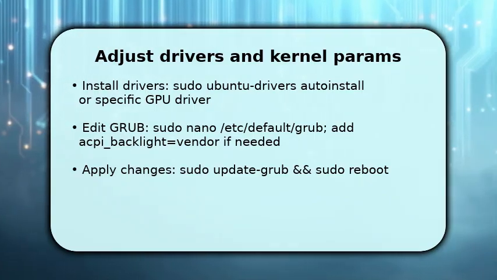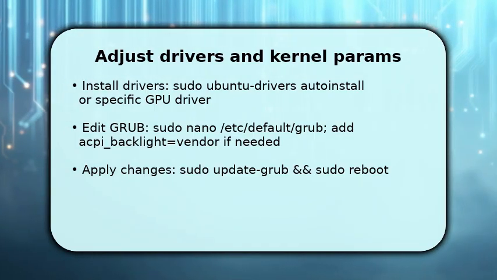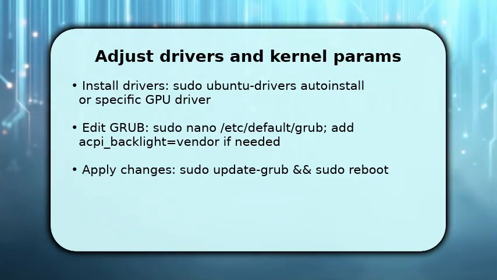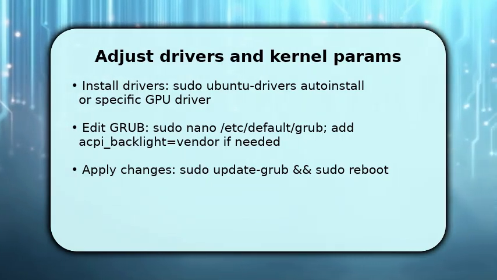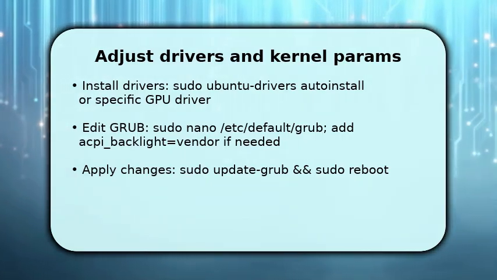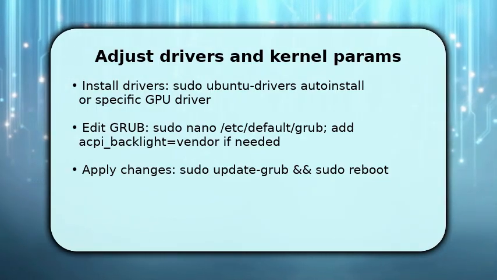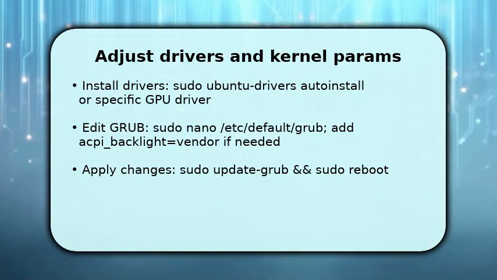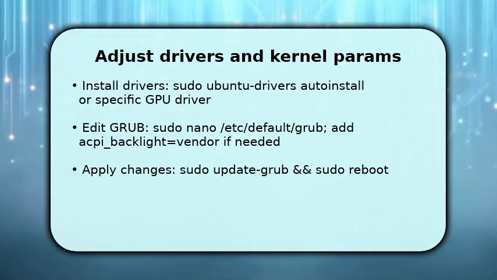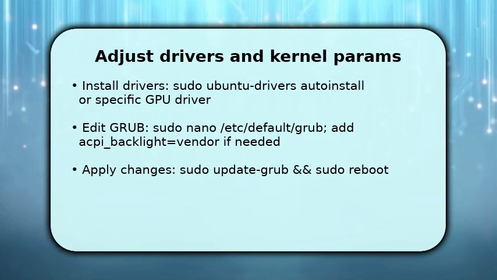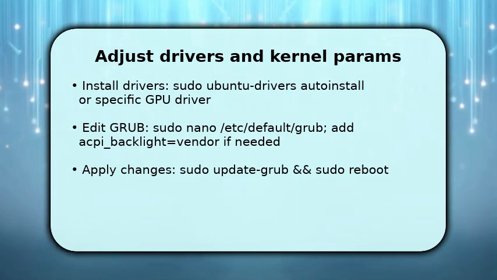If brightness still fails, edit grub with sudo nano /etc/default/grub and append acpi_backlight=vendor or acpi_osi= to GRUB_CMDLINE_LINUX. After saving, run sudo update-grub and reboot. These kernel parameters tell Linux which ACPI interface to use, often fixing unresponsive brightness keys.